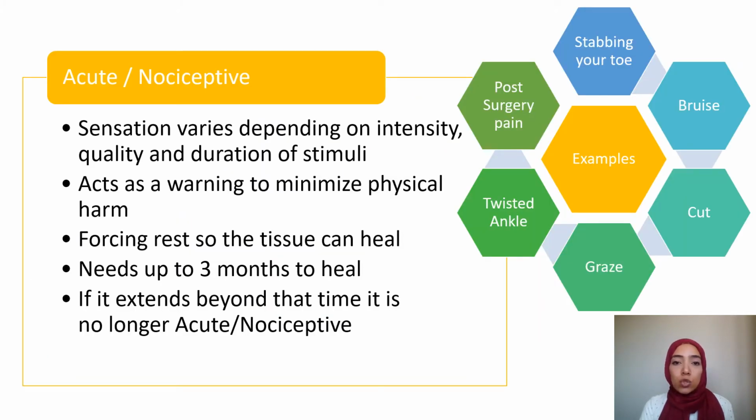First off, acute or nociceptive pain. We defined acute pain as a sharp, sudden pain where the sensation varies depending on intensity, quality, or duration of the stimulus. It acts as a warning to avoid or minimize physical damage and forces rest so the injured tissue can heal. Some examples of acute pain are stubbing your toe, bruises, cuts, twisted ankle, post-surgery pain, and so on. The pain could be gone in a few seconds, or it could take up to 2 or 3 months to heal. If it stays over 3 months, then it's no longer acute nociceptive pain.